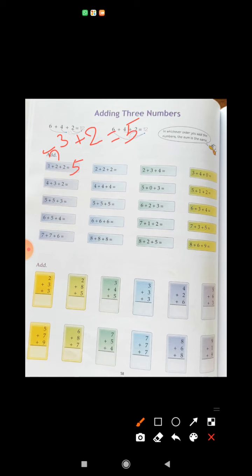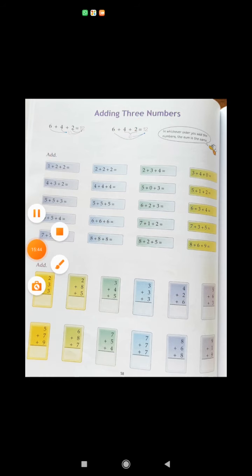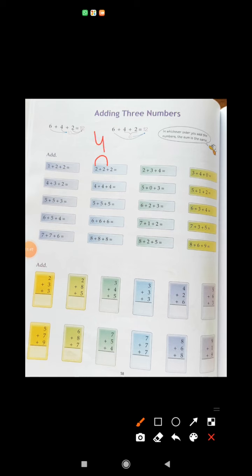Again I am telling how to do it. First you have to add the first 2 numbers. First you have to add these 2 numbers. You will get 4. Now add the third number. 4 plus 2 is 6. Write 6 here.